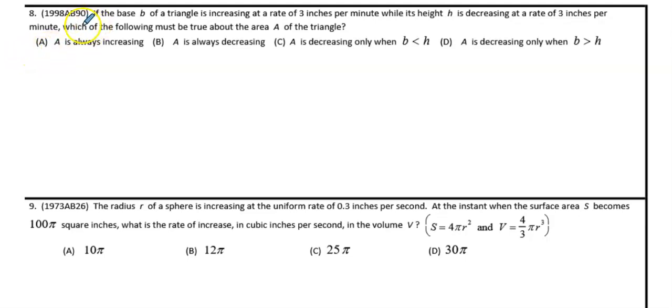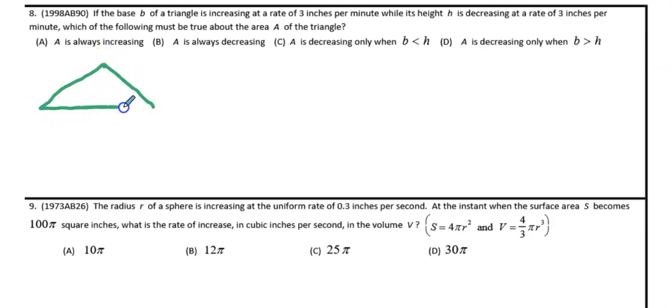If you look at question number 8, it says: if the base b of a triangle is increasing at a rate of 3 inches per minute, while its height h is decreasing at a rate of 3 inches per minute, which of the following must be true about the area of the triangle? I've always told you to read the question first before actually doing it, so for the first time, I actually decided to do that.